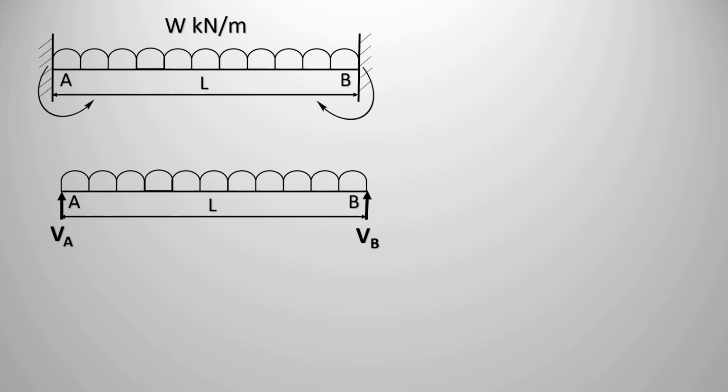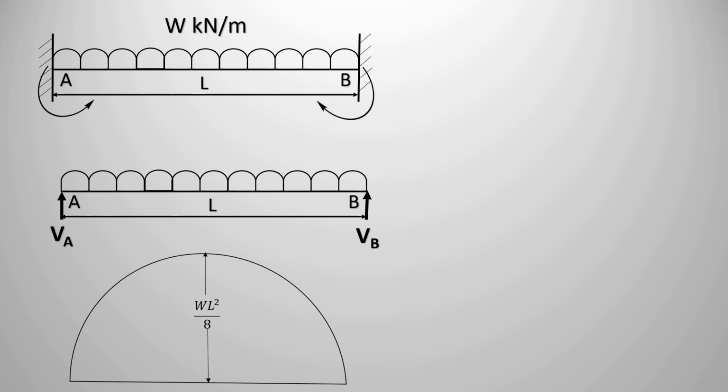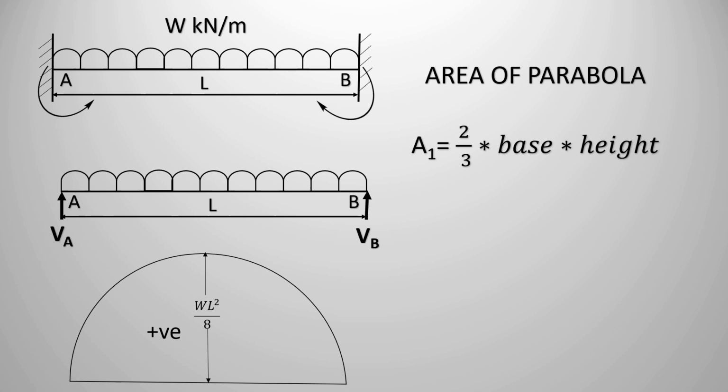And what is the bending moment diagram for a simply supported beam? It's a parabola. And what is the bending moment value at the center? It's going to be WL square by 8. Do you know the area of this parabola? Area of the parabola is nothing but 2/3 base times height. Here base is L, so 2/3 of L times height WL square by 8. So you will get WL cube by 12.